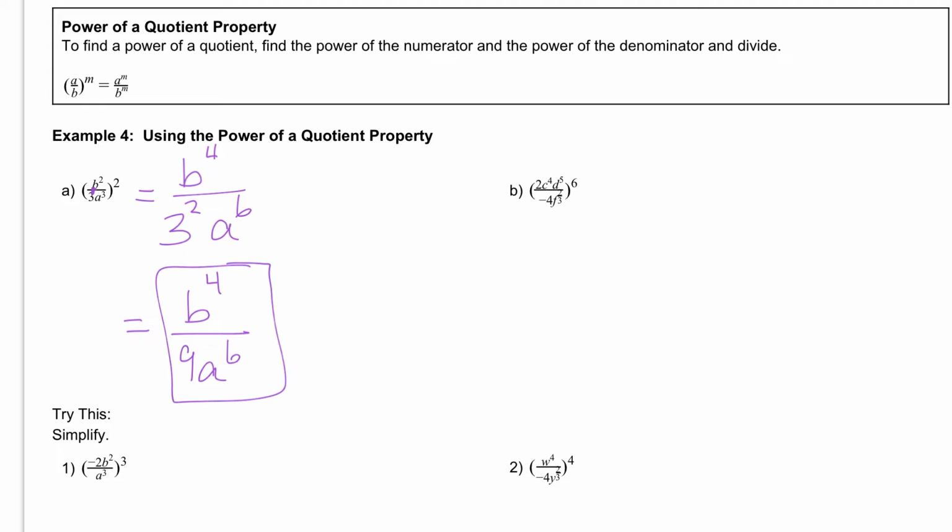Then if we take a look at letter B, we have 2 times c to the fourth times d to the fifth over negative 4f to the 2/3, raised to the sixth power. Now, there's a couple different ways you can go about handling the numbers 2 over negative 4. My advice would be, before you do anything with the exponents on the outside, let's simplify these fractions if we can. One thing you can do is think to yourself, is there anything that I can divide both 2 and 4 evenly by? And you can go that route.